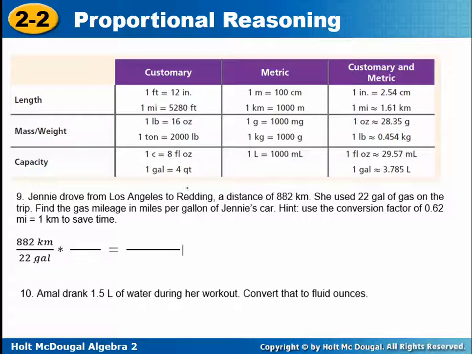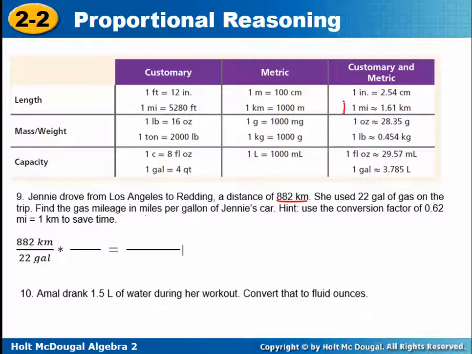but that's okay. All right, so Jenny drove from Los Angeles to Reading, 882 kilometers. She used 22 gallons of gas on the trip. Find the gas mileage in miles per gallon instead of kilometers per gallon. And there's a hint, which there is in problems that need this, that you can use the conversion factor of 0.62 miles is equal to 1 kilometer.